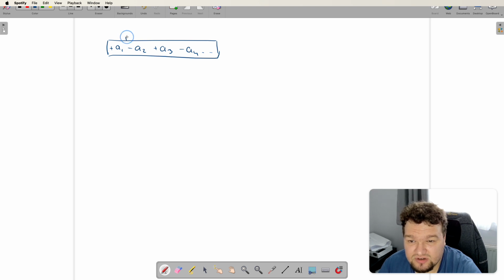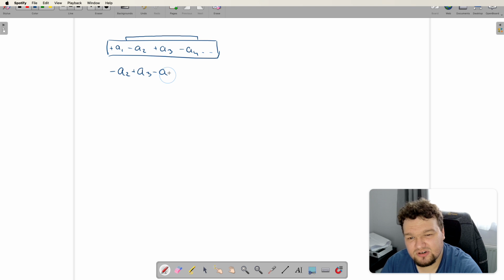I can look at this subarray of length 3 that has a negative, a positive, and then a negative element. And the sum of this subarray, minus a2 plus a3 minus a4, must be strictly greater than 0, so A3 must be strictly greater than A2 plus A4.